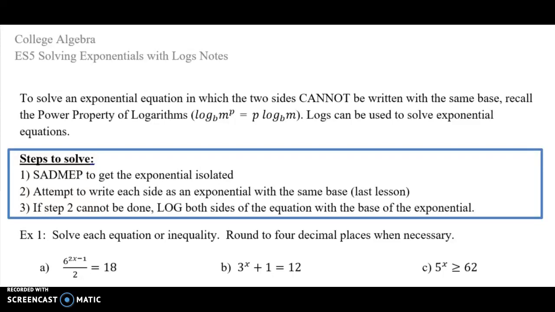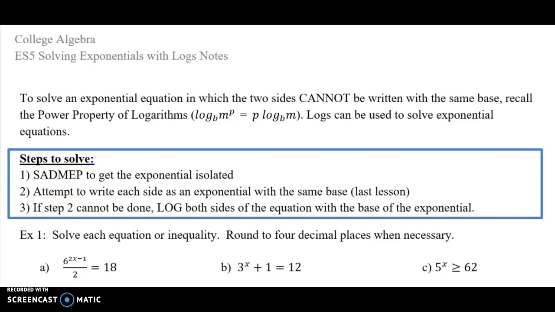So, to solve an exponential equation in which the two sides cannot be written with the same base, we're going to use this property right here. Logs can be used to solve exponential equations. So if it's exponential and you can write it as the same base, do so. Okay? But if not, we're going to review another property, if you remember from last class.